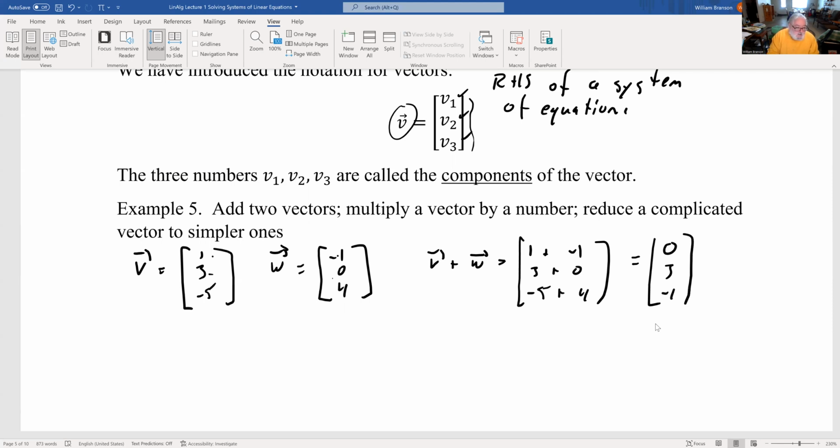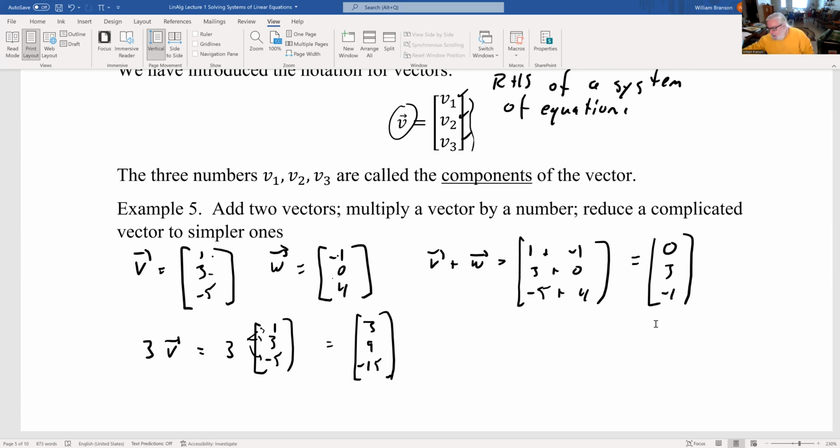Now, if we have a number like 3 and we want to multiply it by my vector v, so that's 3 times 1, 3, minus 5. The 3 distributes to each one of the various components. So 3, 9, minus 15. So if you multiply a vector by a number, you have to multiply each component by that number.